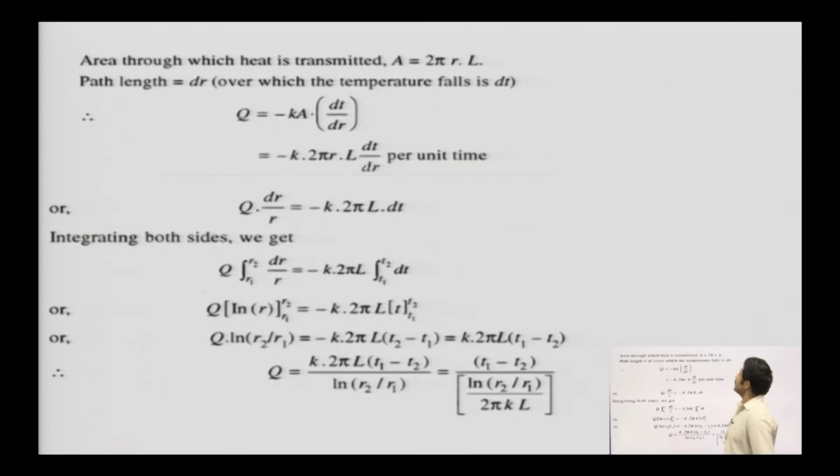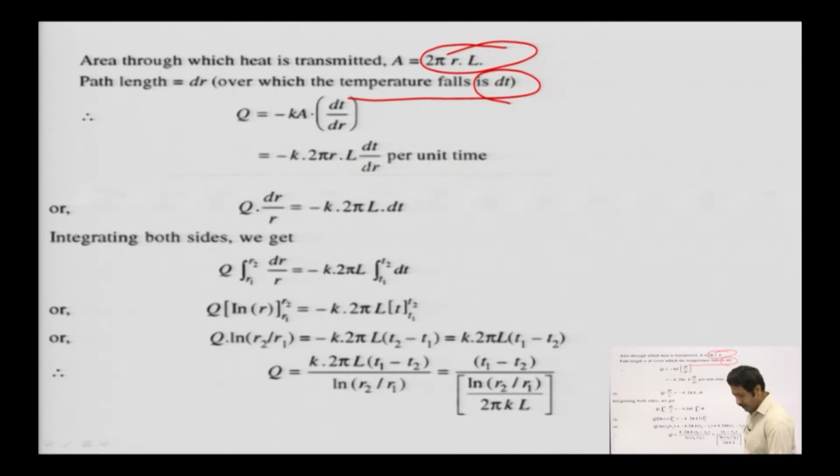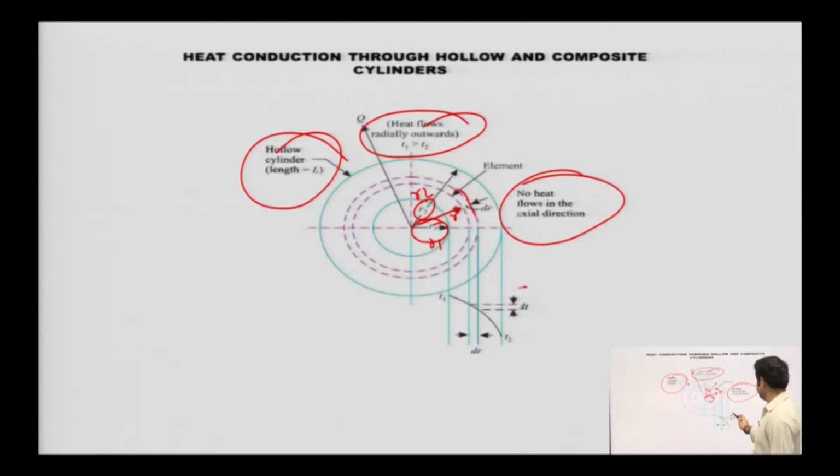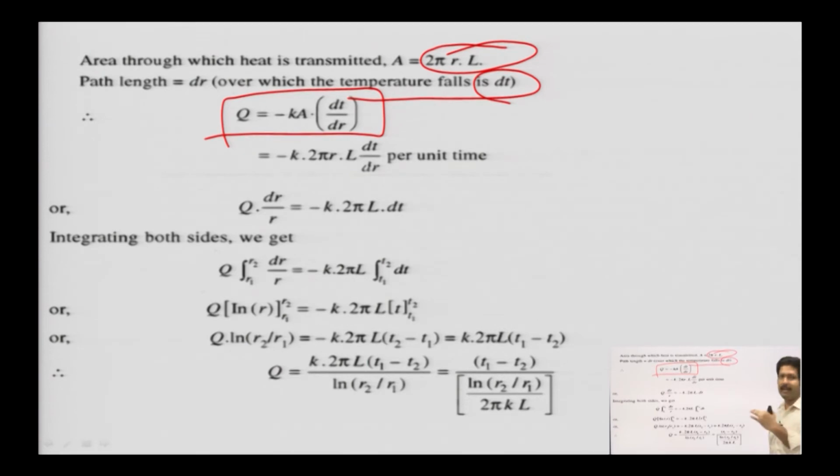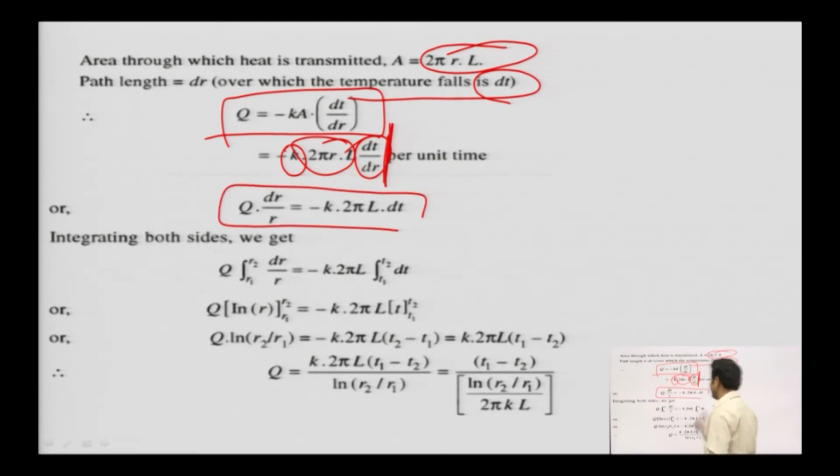Now the area through which heat is transmitted is 2 pi rL, you all know that is the surface area. The path length is dr, over which the temperature falls by dt. Now Q is equal to minus Ka dT by dr. As it has radii, dx is now replaced by dr. This is the area, this is the thermal conductivity, and this is basically Fourier's law of conduction. dT by dr is the temperature gradient in the cylinder because it has a radius. So here we integrate on both sides.